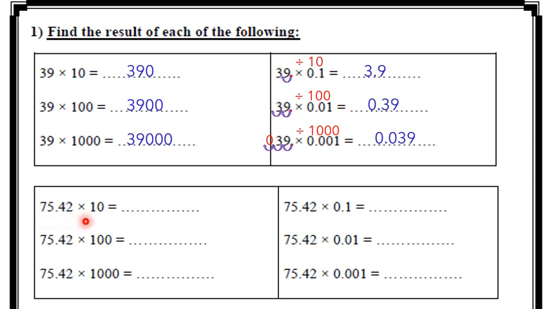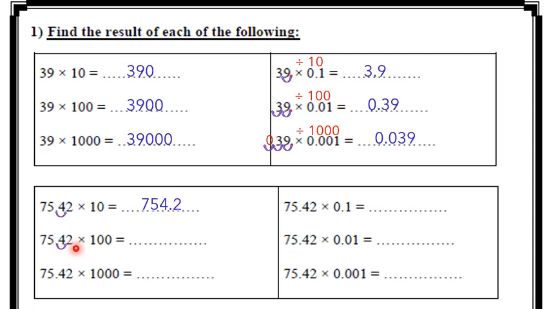Let's see the next example. 75.42 times 10. Times here, it's a normal one. That means I'm moving to the right. Let's see the decimal. Here, between 5 and 4, let's move one place to the right. So it will be 754.2.